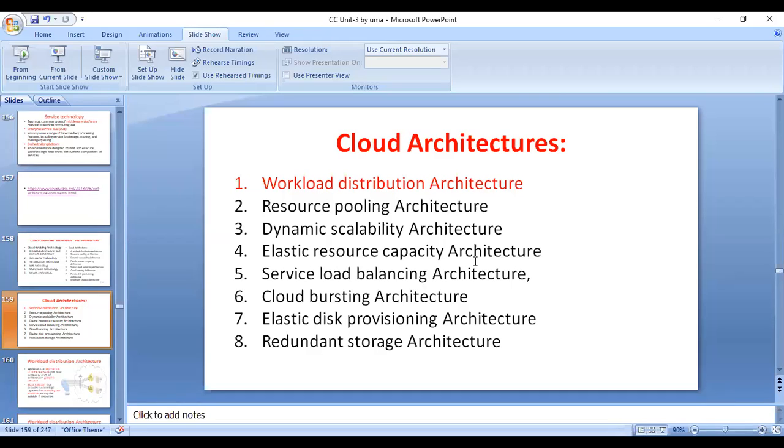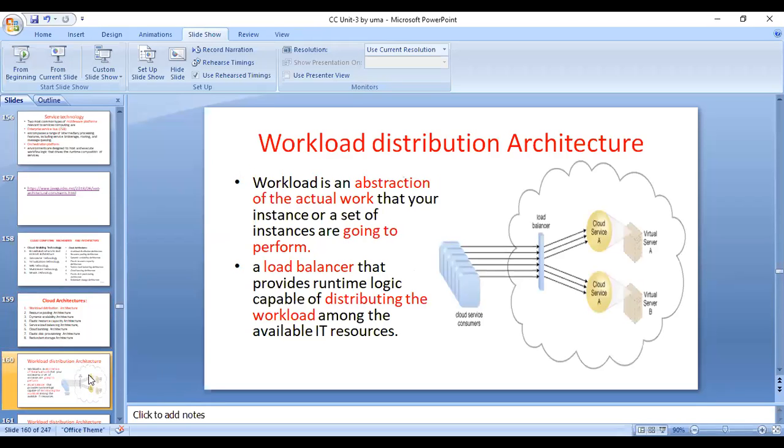The first one is the workload distribution architecture. What is a workload here? How can you distribute the workload? Who will distribute the workload? Here, the workload is an abstraction of actual work that your instance or a set of instances are going to perform. That abstraction of actual work is what indicates the workload.